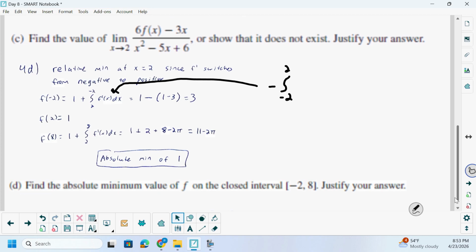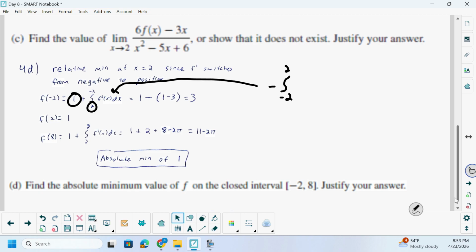And for 4D, we want the absolute min, so we've got to check the relative min and the endpoints. In the graph of f prime, f prime is switching from negative to positive at x equals 2. So we're going to check in an accumulation function, negative 2 to 8. The value they gave us in the problem, that f was equal to 1 when x was equal to 2. So all of them should have 1s out front and 2 on the bottom. Then do your integral from 2 to negative 2.